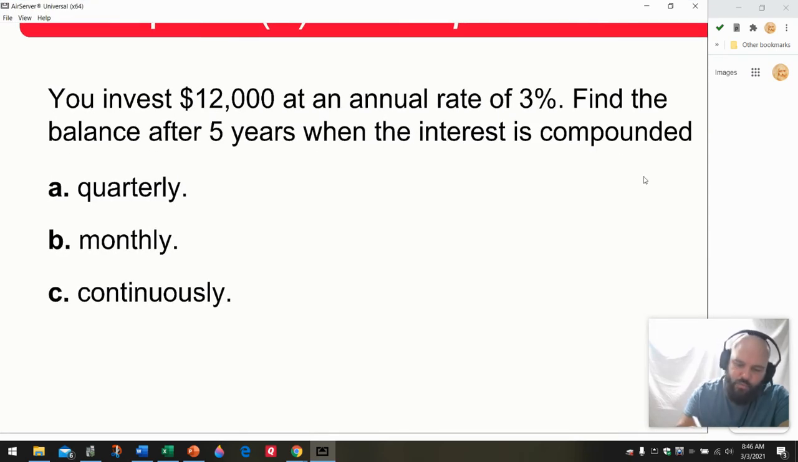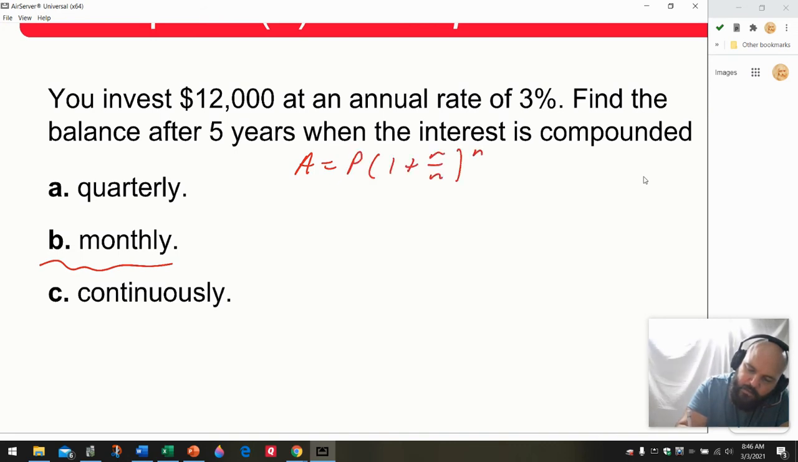we had to solve for quarterly and monthly interest. And so the formula that we have is A equals P times 1 plus r over n, to the n times t. Now, when it says quarterly, that means that's over the year. So every quarter in a year is every 3 months because 12 divided by 4 is 3.